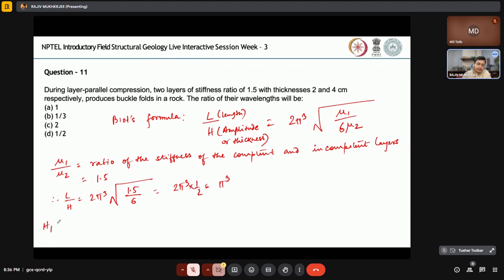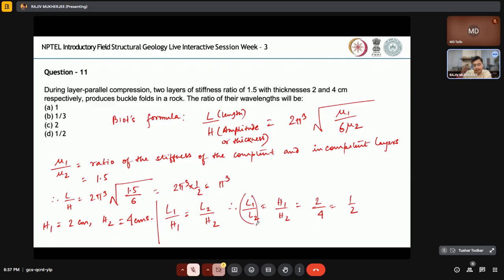Now H1 is 2 centimeters and H2 is 4 centimeters, and since the L by H ratio is nearly constant, then we can write that L1 by H1 is equal to L2 by H2. Therefore L1 by L2 will be H1 over H2, right? Which means 2 by 4, or half. So the ratio of their wavelengths can be expressed as 1:2, or half. So option D is the correct answer.